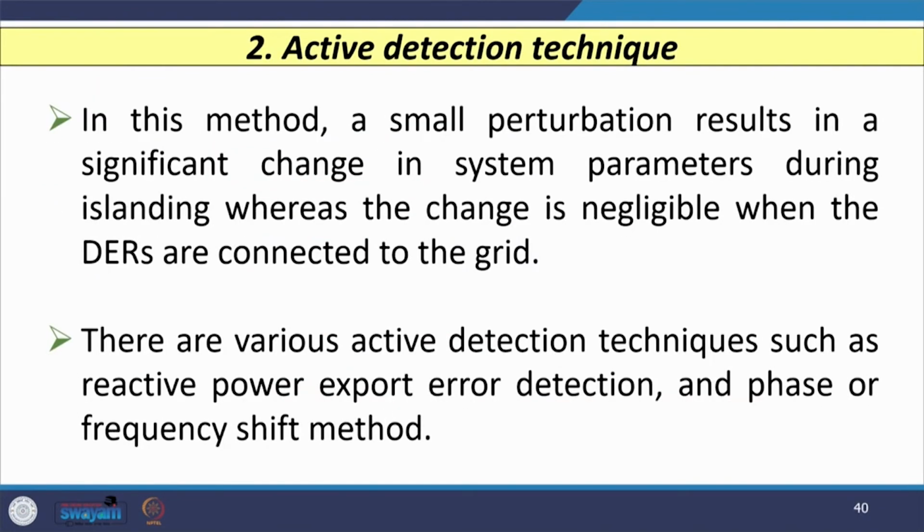The second type of technique is known as the active detection technique. In this method, a small perturbation results in a significant change in the system parameters during islanding, whereas this type of change is negligible when the distributed energy resources or distributed generators are connected with the grid. Various active detection techniques, such as reactive power export error detection and phase or frequency shift based techniques, come under the category of active detection technique.